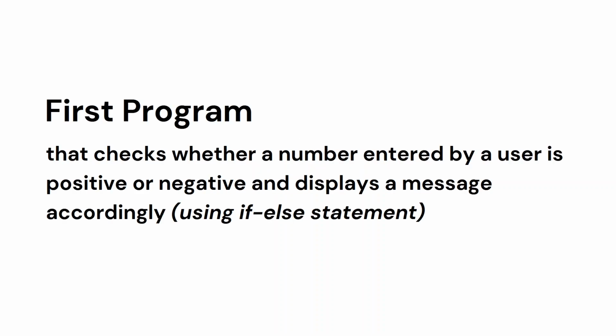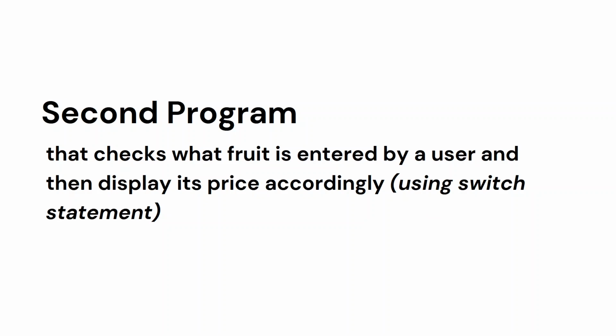The first one would be using the if else statement that would check whether a number entered by the user is positive or negative, and displays a message accordingly. And in the second program, we will use the switch statement to check what fruit name was entered by the user, and then it would display the price of that particular fruit accordingly.